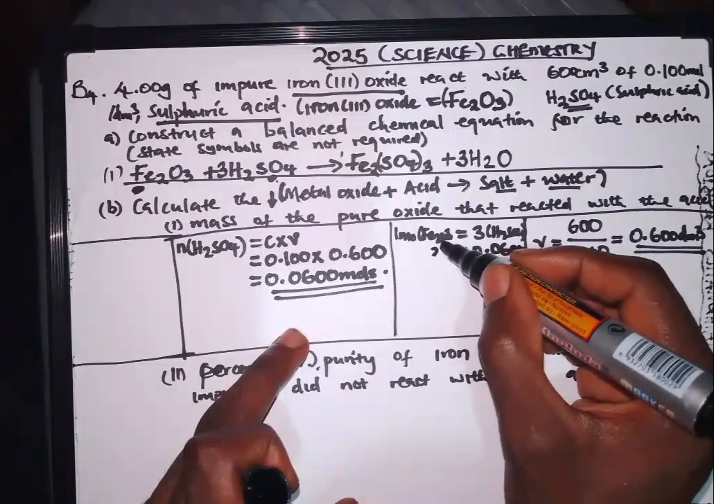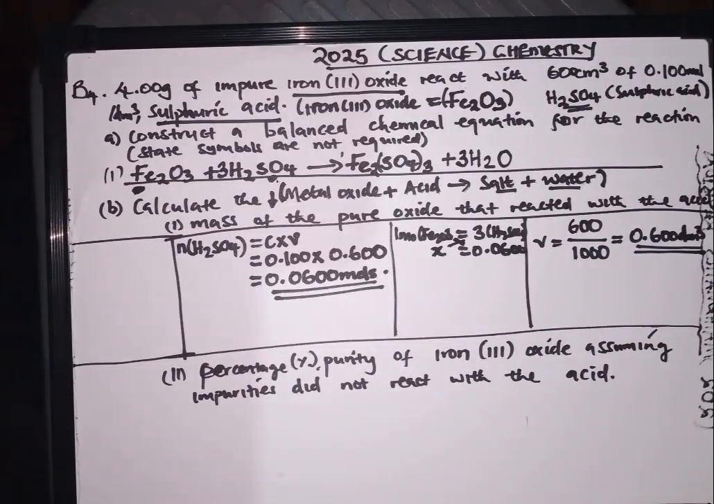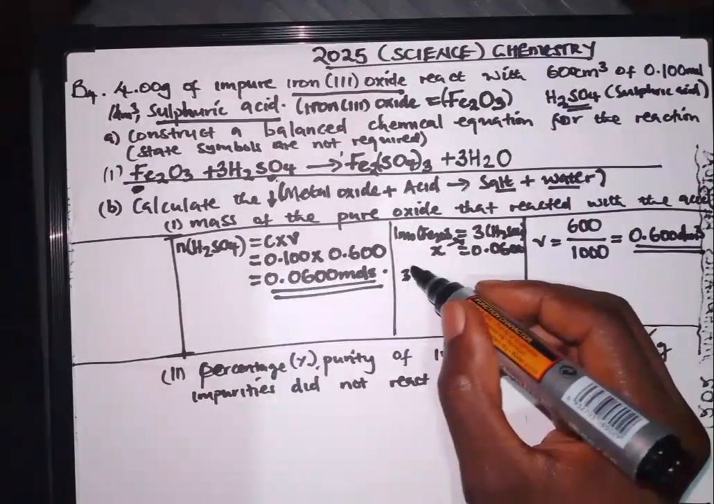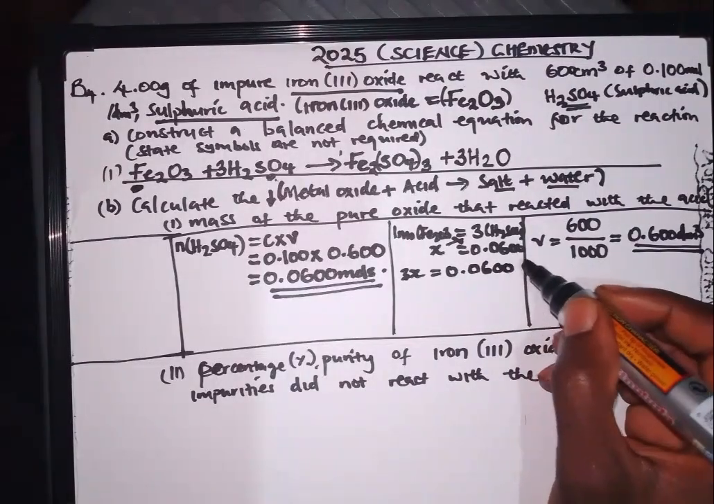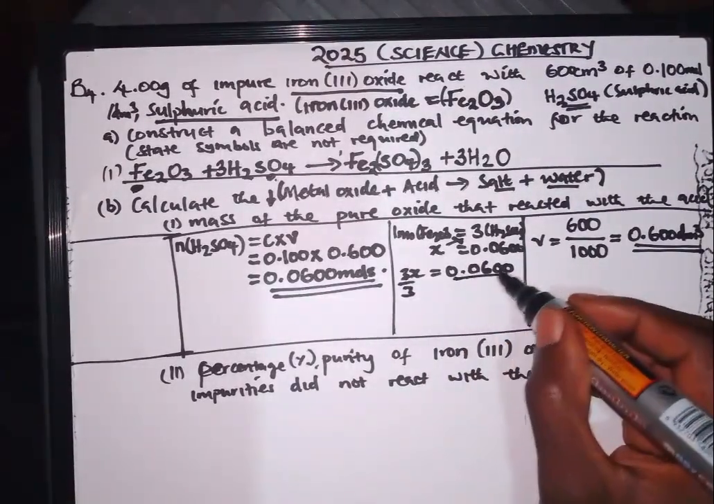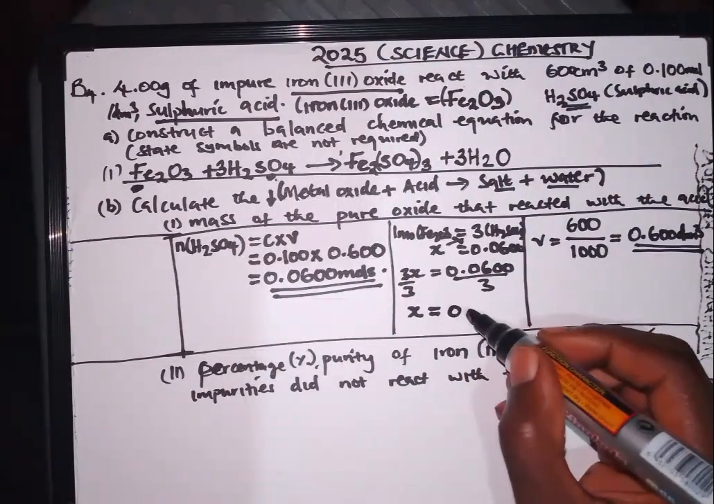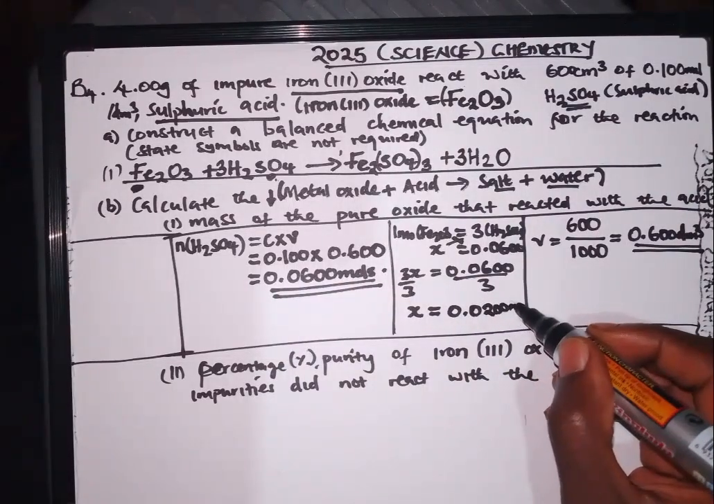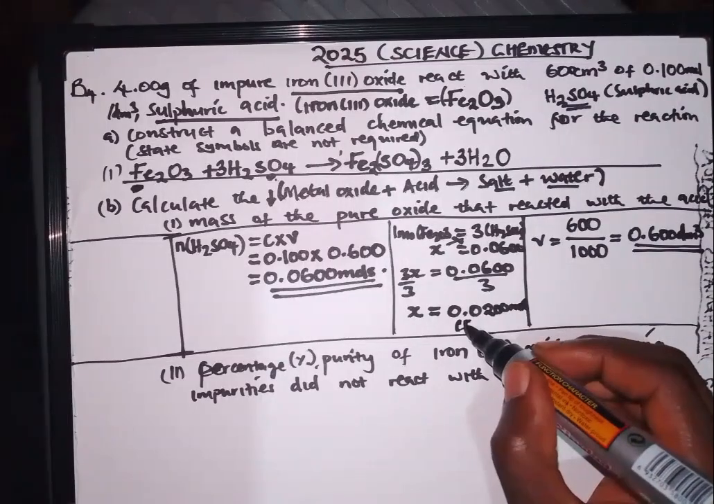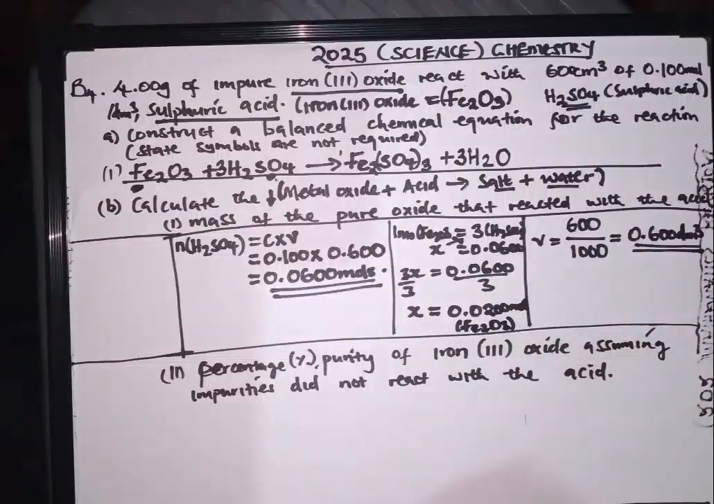0.0600. Then here you put an x. So then you can cross multiply. So we have 3x is equals to 0.0600. Then you divide by 3. Then x will be 0.0200 moles of Fe2O3. Yeah. So this was step 2.